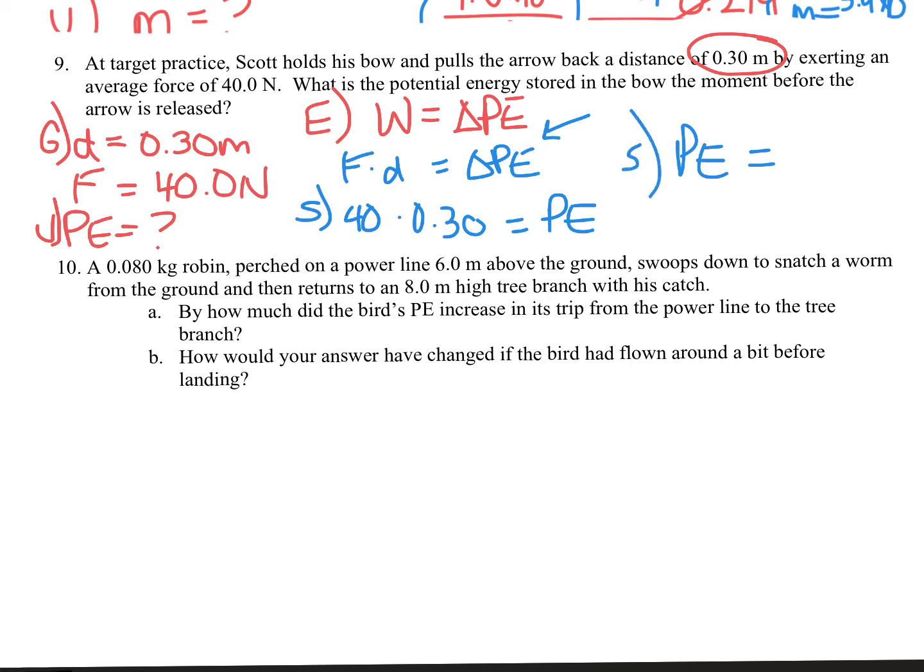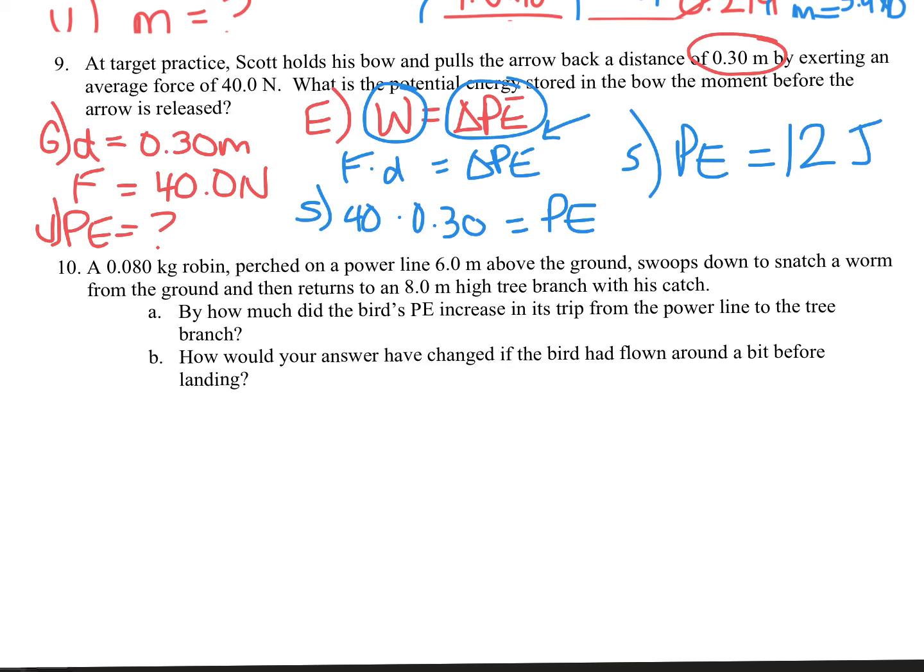And 40 times 0.3 is really just 12. Now, what are the units for energy? It's joules. So, awesome. Remember that work is not only measured in joules, but so is energy. So that's why energy and work kind of flow between each other.